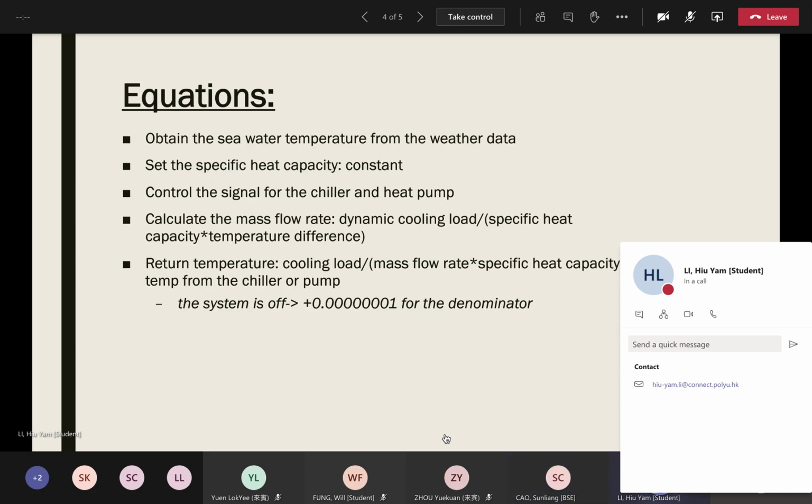And then for the equations, it is mainly the heat equation, which is the mass flow rate, calculated by dividing the cooling load by the specific heat capacity and the temperature difference, which is divided by the weather data. And then, as shown in the tutorial, I will add a small number for the denominator, because it's better for the calculation when the system is off.